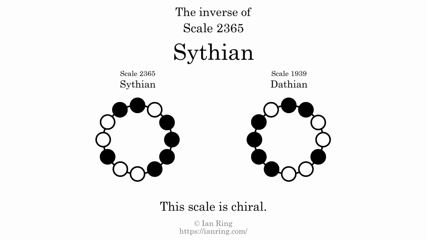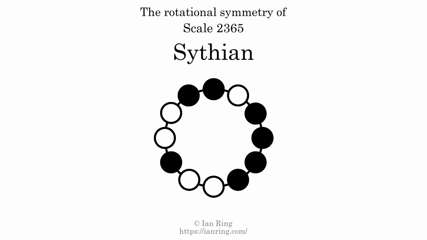The inverse of a scale is a mirror image. It is what you get when the sequence of intervals is reversed. The inverse of this scale is scale 1939, also known as Sythian. This scale is chiral. It cannot transform into its inverse by rotational transformation. This scale has no rotational symmetry.